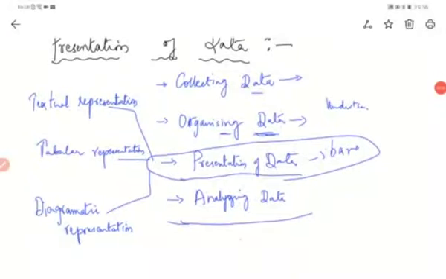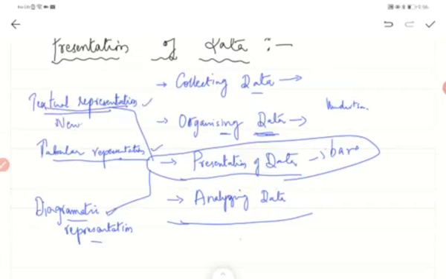Okay, so presentation of data is basically divided into three types. One will be textual representation, next is tabular representation, and the last will be diagrammatic representation. Once data is organized, you are going to present the data either in textual form, in tabular form, or diagrammatic form.